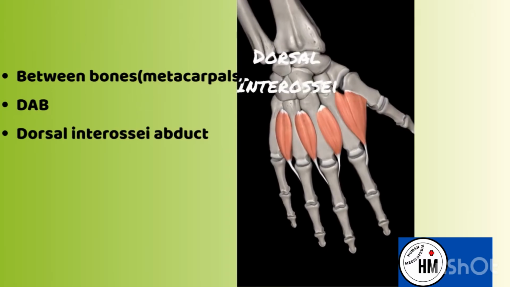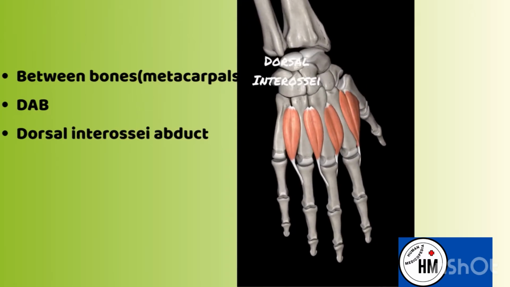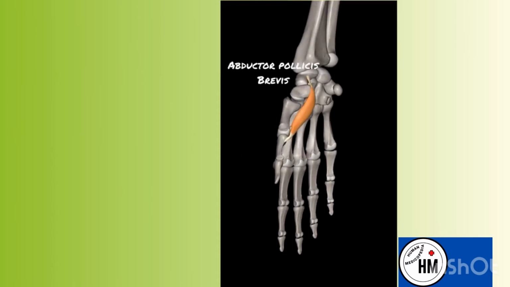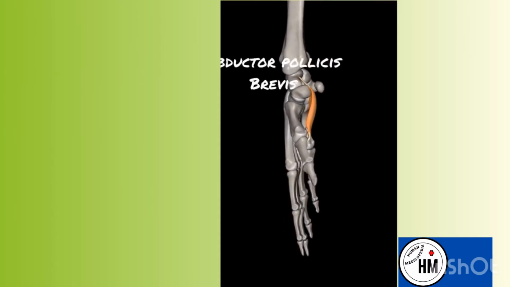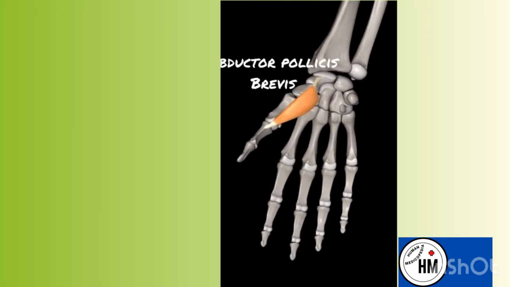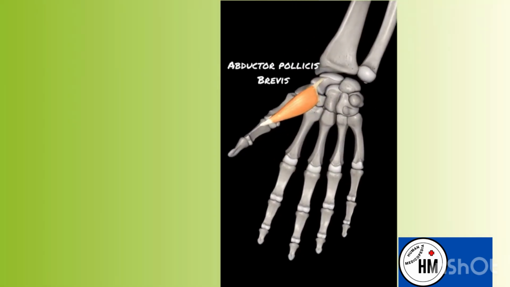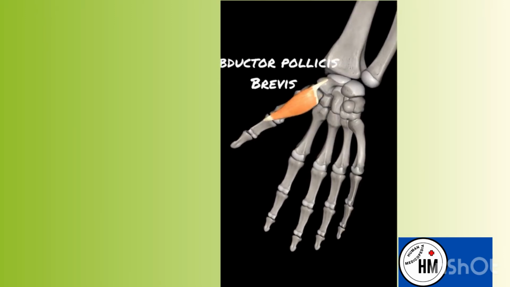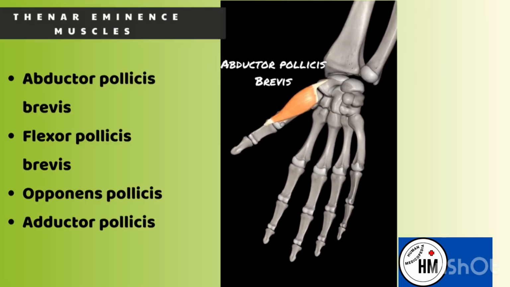Now we will discuss the muscles of thenar eminence that are present at the base of the thumb one by one. In these muscles you will see a word pollicis in common. Pollicis means thumb, brevis means short muscle. The abductor pollicis brevis muscle, the action of this muscle can be memorized by the name of muscle. It does abduction of the thumb, that is, it moves the thumb away from the body. So, it is a short abductor of the thumb.